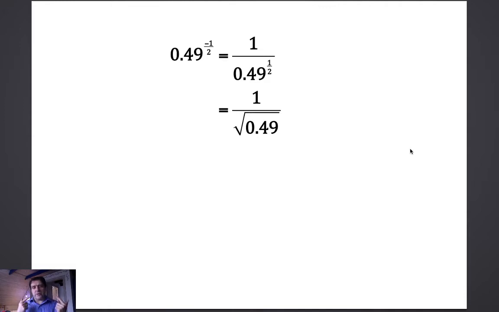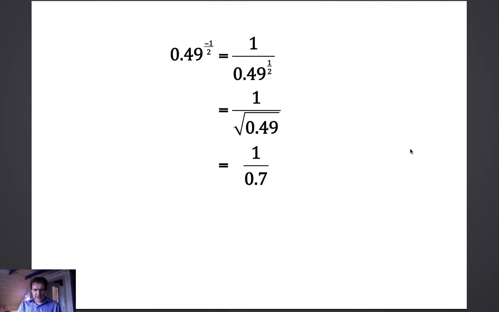Well, that's something we can do in our heads, because we know that 7 times 7 makes 49. So it's a small step from that to figure out without a calculator that 0.7 times 0.7 makes 0.49. So the square root of 0.49 is 0.7. So that's the same as 1 over 0.7.